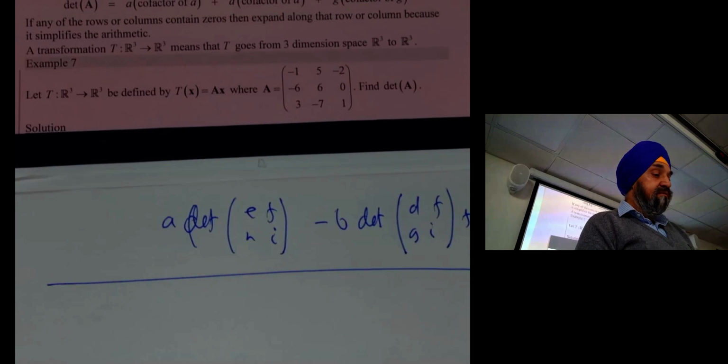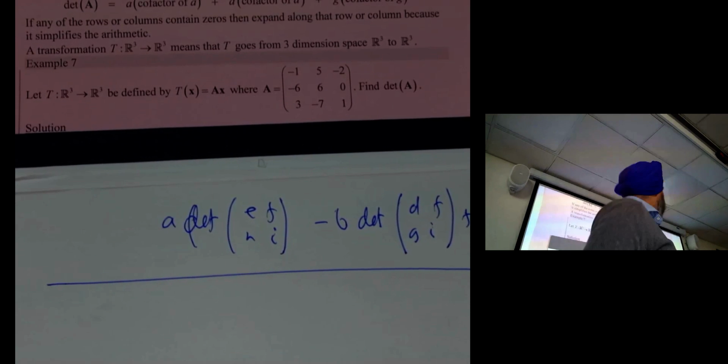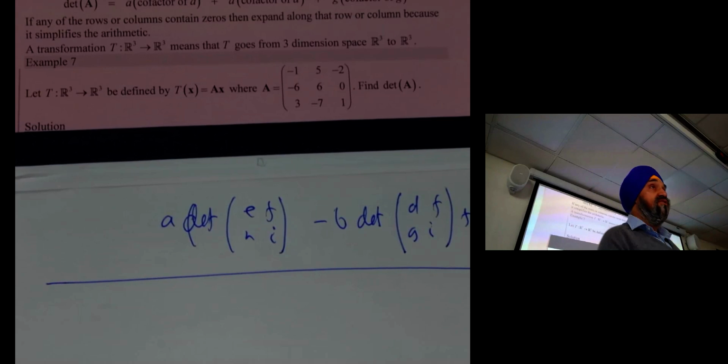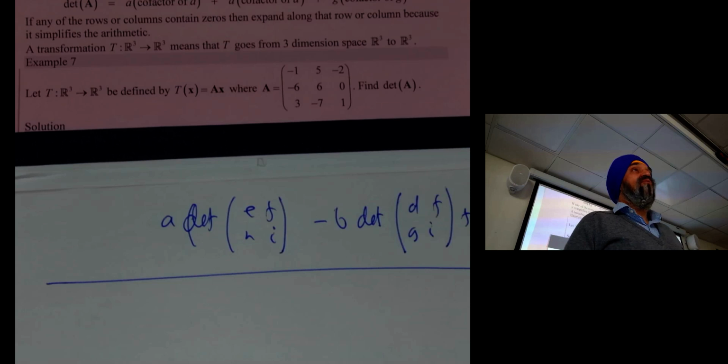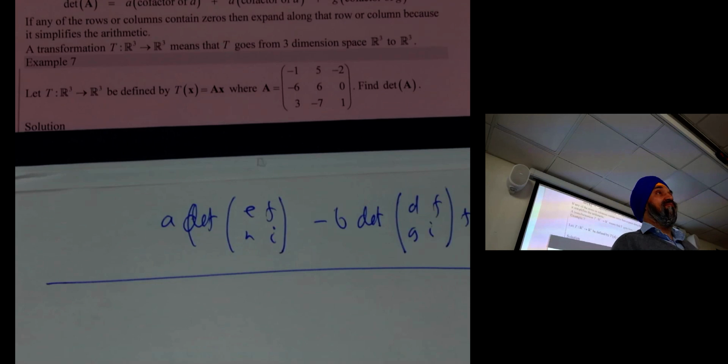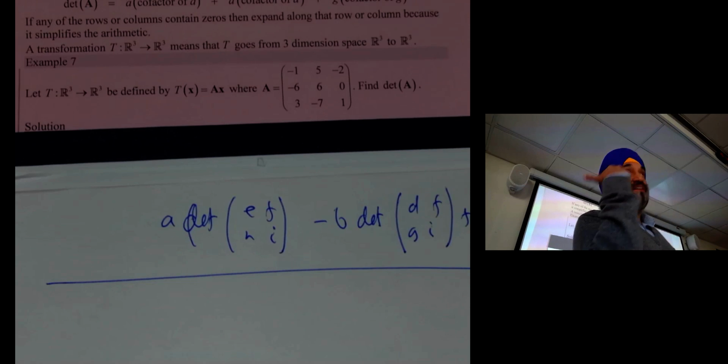So if we work out the determinant of this matrix, how would you find it? It's a good example. It's a 3 by 3 matrix. So how do we do it? That's what I would do. Why are you expanding along the last column? There's a 0 in there.